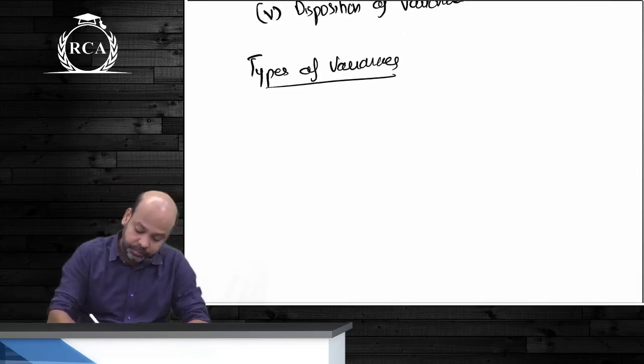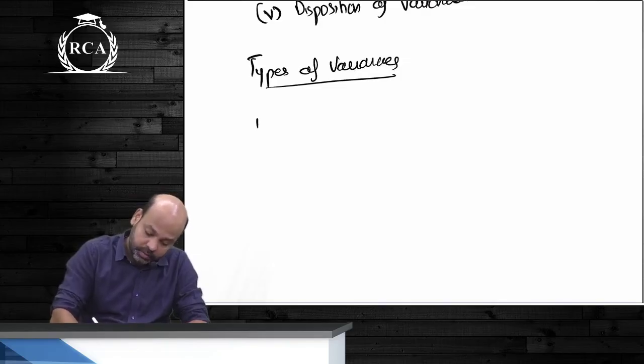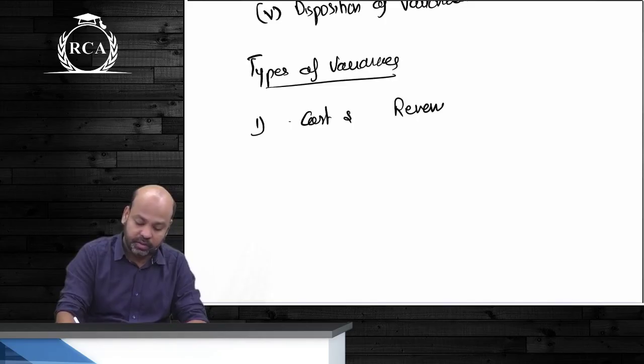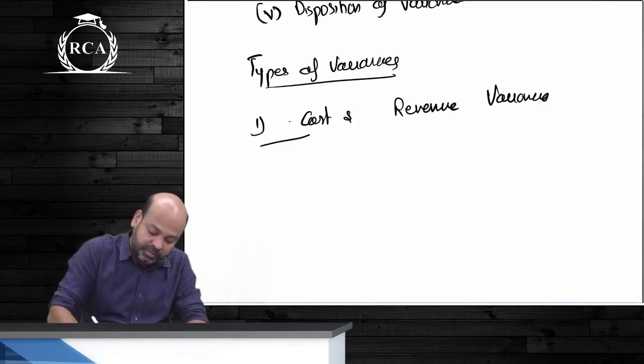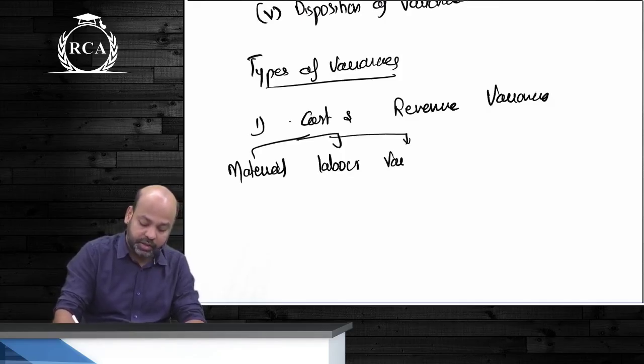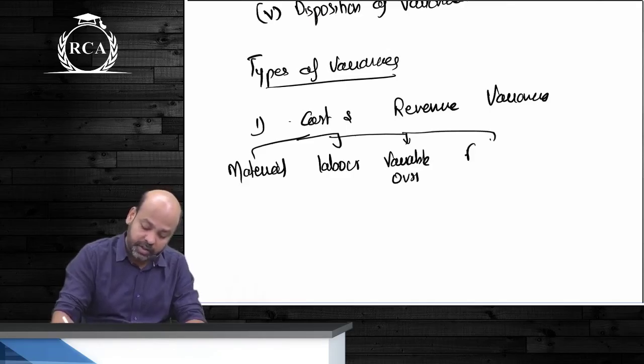First, the first category is cost variances and revenue variances. Under cost variances we will have material variance, we will have employee cost or labor variance, we will have variable overheads, we will have fixed overheads. For every element of cost there will be a separate variance.